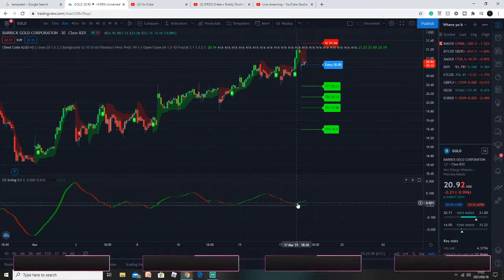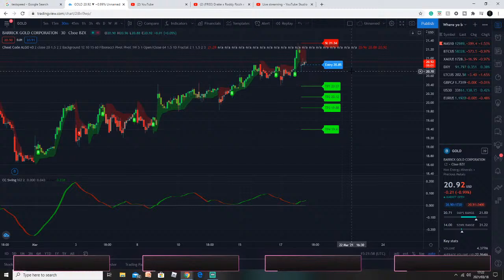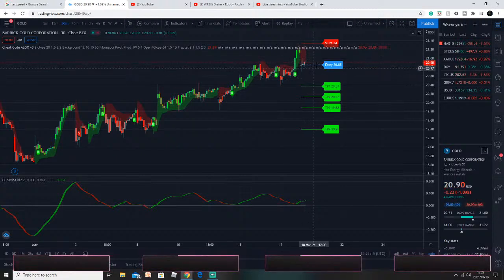So let's write the numbers down. Our entry is at $20.85. That's where we're going to enter into this market. What we can see is that the price is above. When price is above, we can use buy or sell stops. We don't have to put sell limit or buy limits. So for this instance, I would tell you guys to put a sell stop.